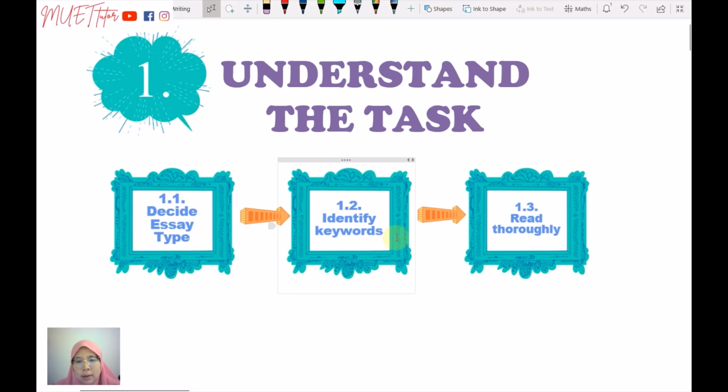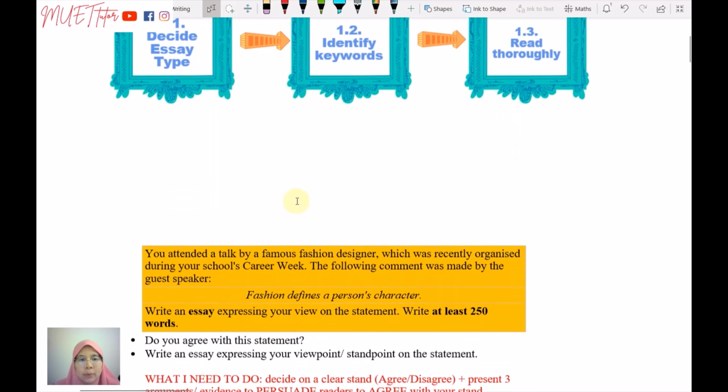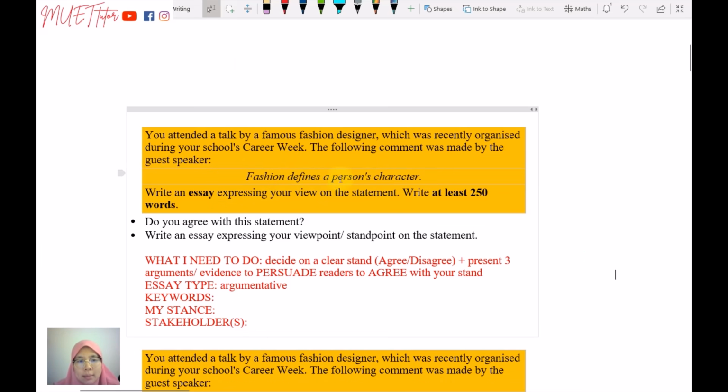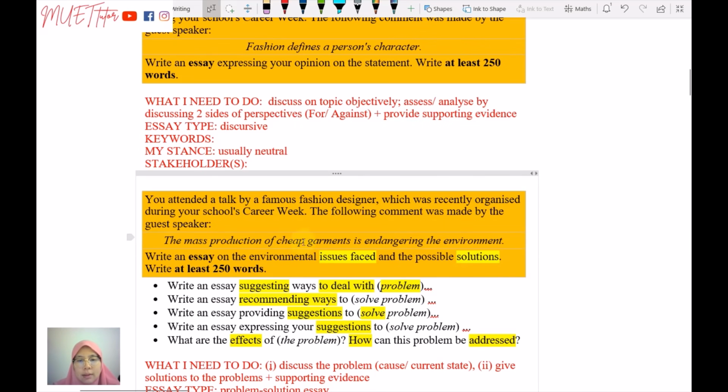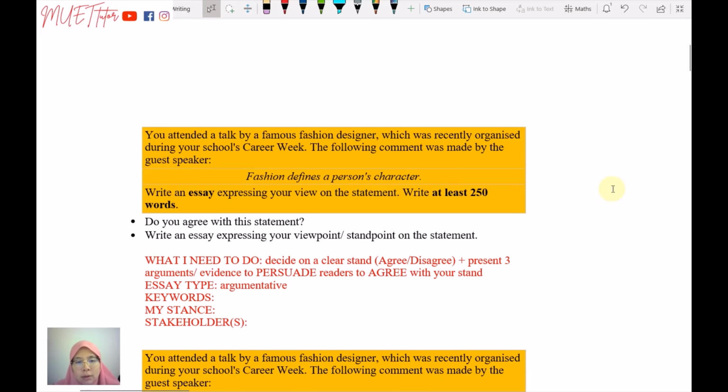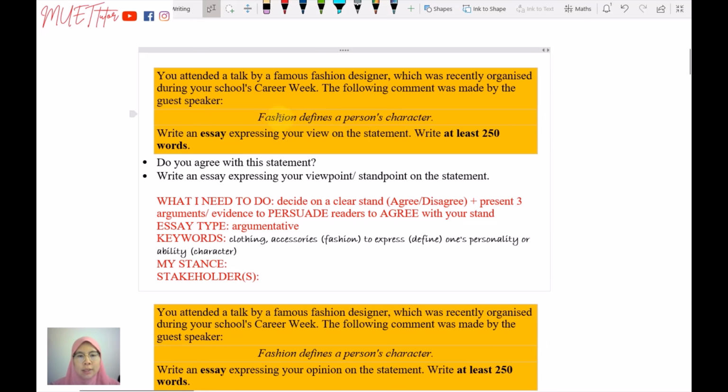In the 2nd sub-step, identifying the keywords, we focus on the 2nd segment of the question here, and we have it here and this one. Look at the words or phrases in the statement, then think of the synonyms and related words for these keywords and then list them down. Let me demonstrate some. And for the statement, fashion defines a person's character, we can use clothing or accessories to replace the word fashion, to express, to replace define, and using personality or ability to replace the word character.